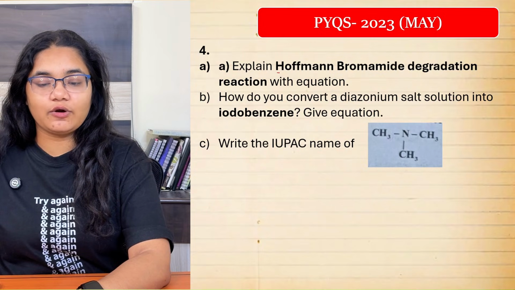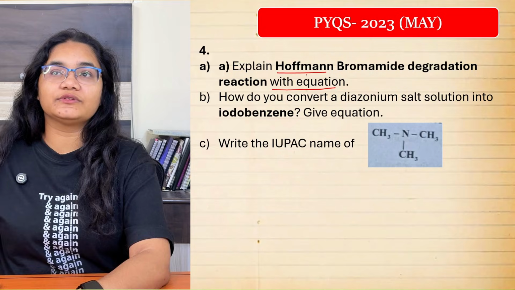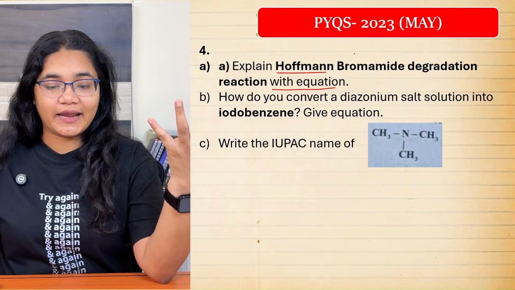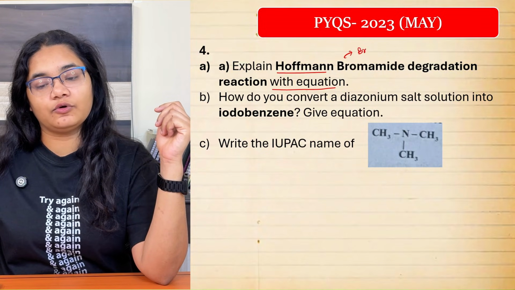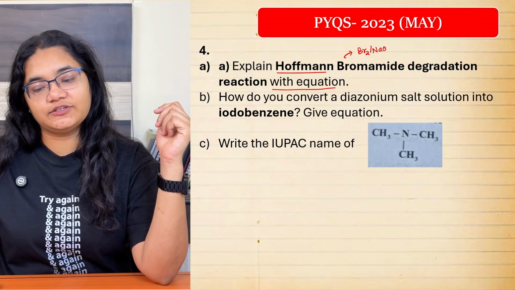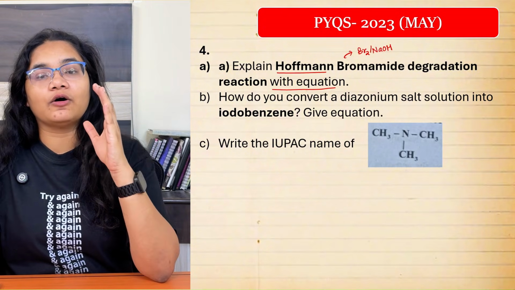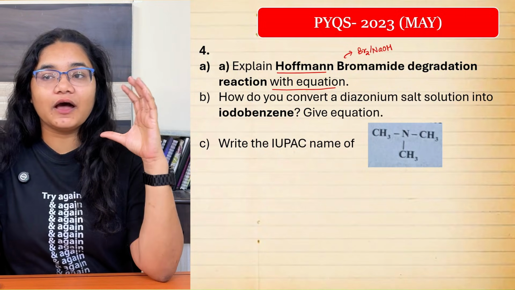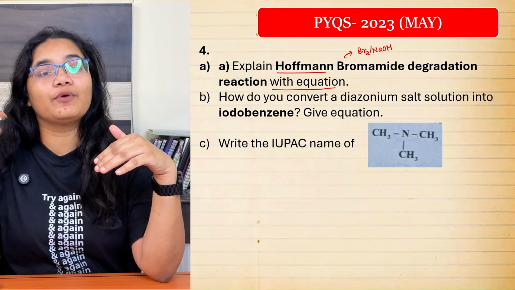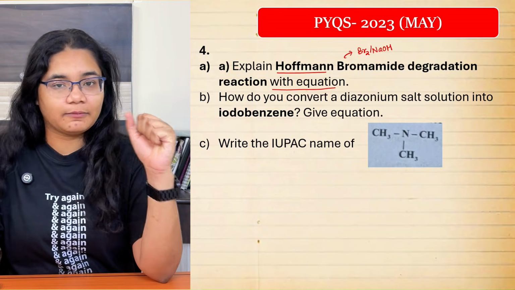Next question is: explain Hoffmann bromamide degradation with an equation. Now this is an important question. If you treat any amide using Hoffmann bromamide degradation, the reagent for this one is Br2 in presence of NaOH. So if you treat any kind of amide with Br2 and NaOH, the amide will be reduced to give you an amine with one carbon less than the original reactant.